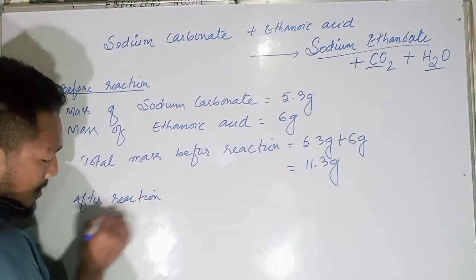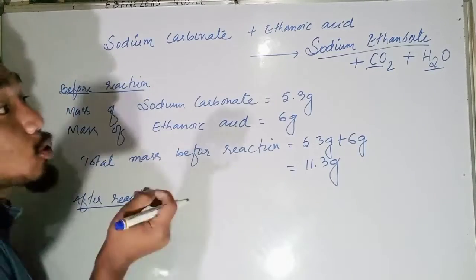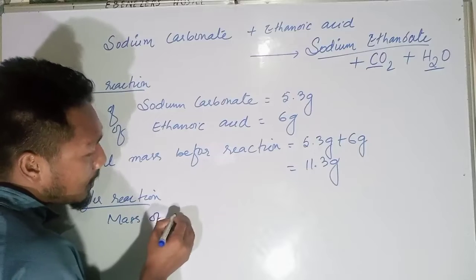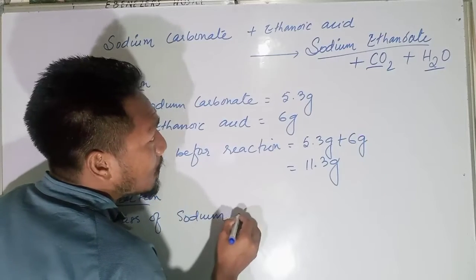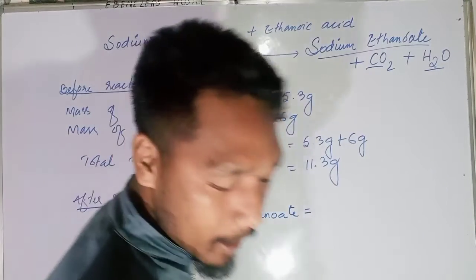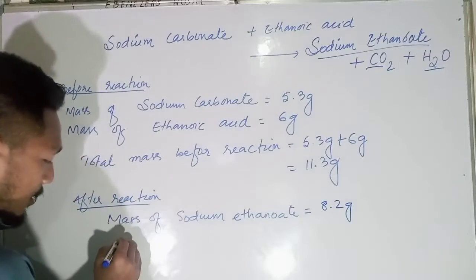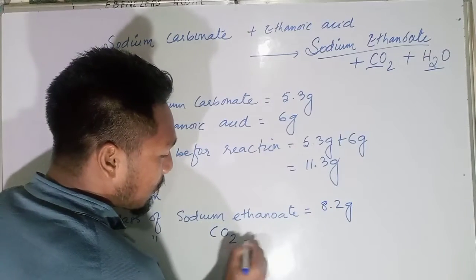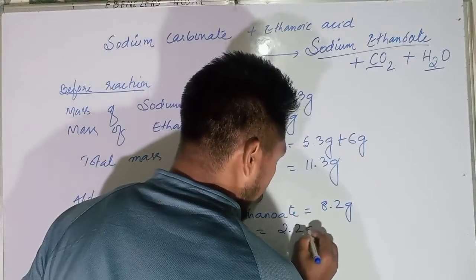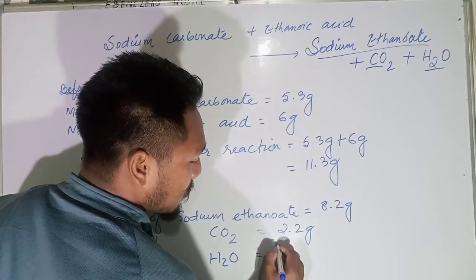Now, after the reaction, what is the product we got? Before reaction, we have sodium carbonate and ethanoic acid. But after reacting, we are getting sodium ethanoate, carbon dioxide, and water. Okay, so mass of what is it? Mass of sodium ethanoate is equal to 8.2 gram. And mass of what is it? Mass of carbon dioxide, I'm writing the formulas. That is carbon dioxide is 2.2 gram. And mass of water is how much? That is equal to 0.9 gram.